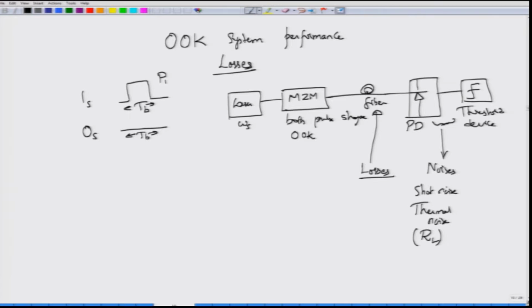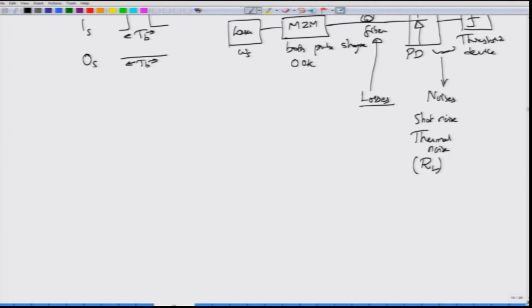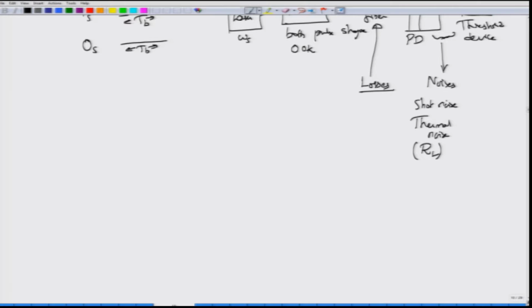So, these are at this point the only things that are going wrong in our model, and we want to evaluate what happens to the signal. Let us try doing that by first looking at what we are going to receive and how we are going to operate this threshold device. Let us also look at a little bit more on the losses as well as the noises.